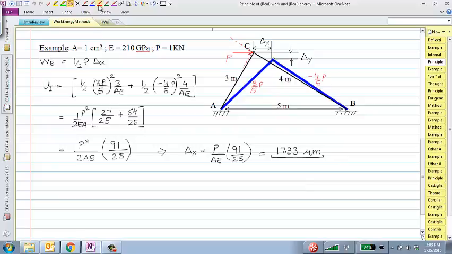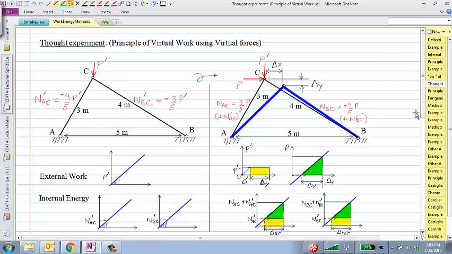But now the question is, what if I want to find delta y? Delta x we can find with real work and real energy, but what about delta y? How can I find delta y? That's the problem that we are going to try to solve. So for that, we'll do a little bit of a thought experiment first.